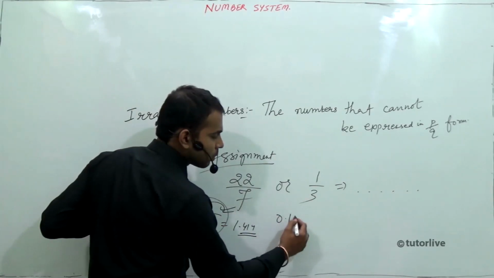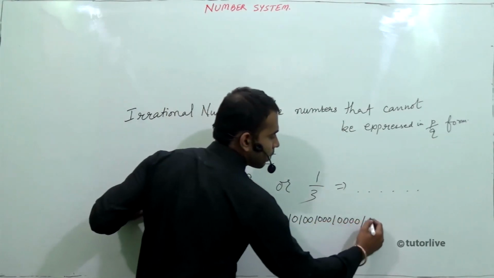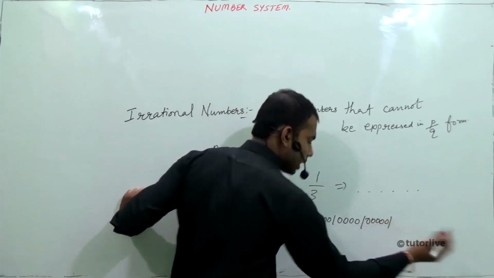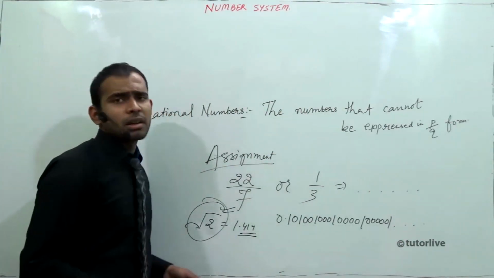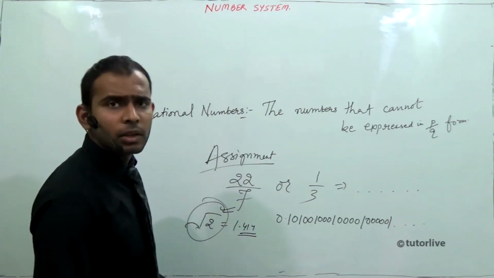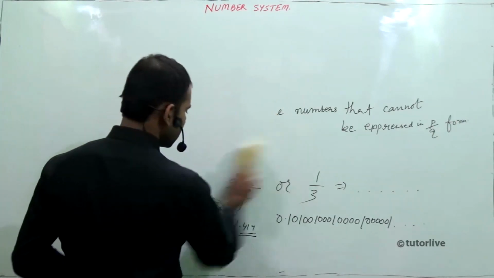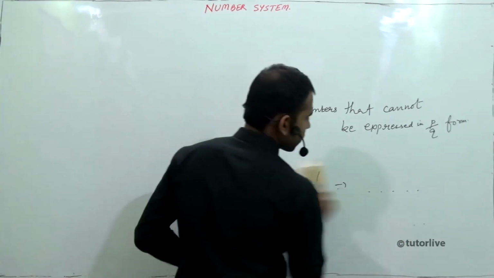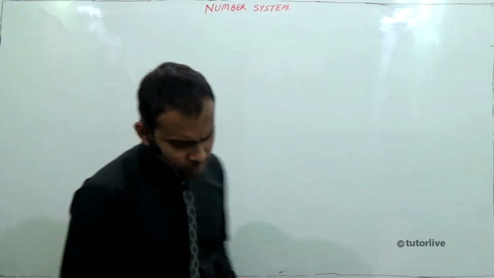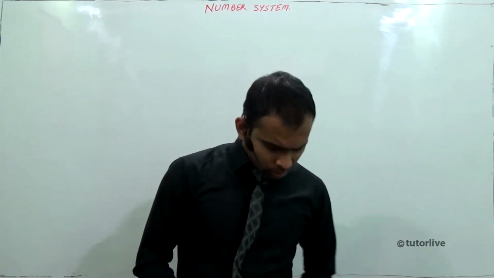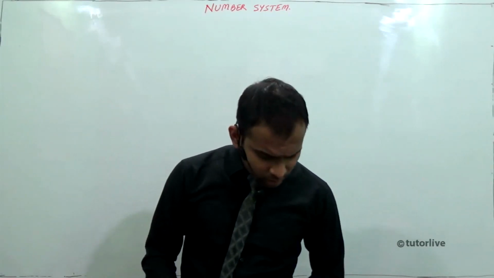Root 3, or 0.10100100010000100000 1, and so on, dot dot dot. These kinds of numbers are irrational numbers, which cannot be expressed in the form of p by q. Okay, so this is an irrational number, and then we'll move on to exercise number 1.1. This whole chapter is actually very easy. Now, before moving on to the exercises, I'll ask you some questions, and you're going to say whether it is true or false.